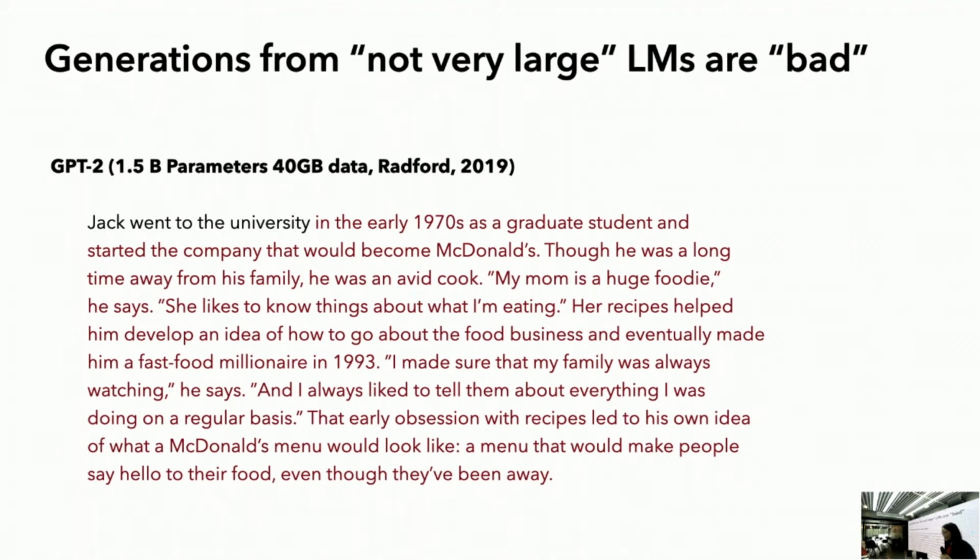Before I move into in-context learning, I want to mention that even in the age of GPT-2 in 2019, generations were still very bad. This is one example from the 1.5 billion parameter model trained on 40 gigabytes of data for GPT-2. As you can see, the generation looks plausible, but if you read it carefully, the content is actually not coherent or meaningful or reasonable.